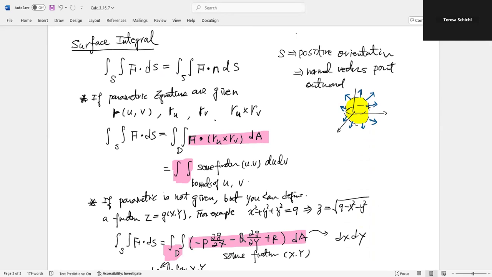It's showing if a parametric equation is not given, but you can define z equal to a function of x, y, then we can use this formula, negative P partial g partial x, negative Q partial g partial y, plus R, and do the integration. All right, so now let's take a look at this example.